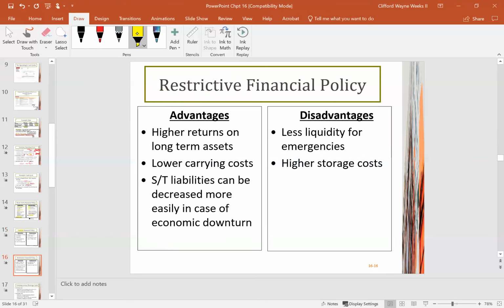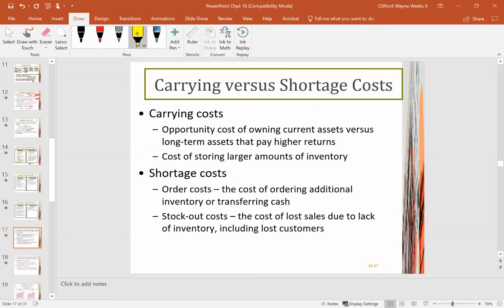Where we have a restrictive financial policy, the advantages are a high return on long-term assets, so again the opposite, lower carrying costs, and short-term liabilities can be decreased more easily in case of an economic downturn. Disadvantages: less liquidity for emergencies, and higher storage costs. So, carrying versus shortage costs.